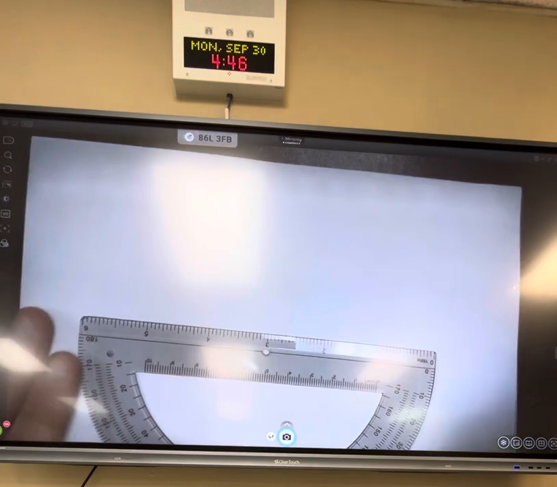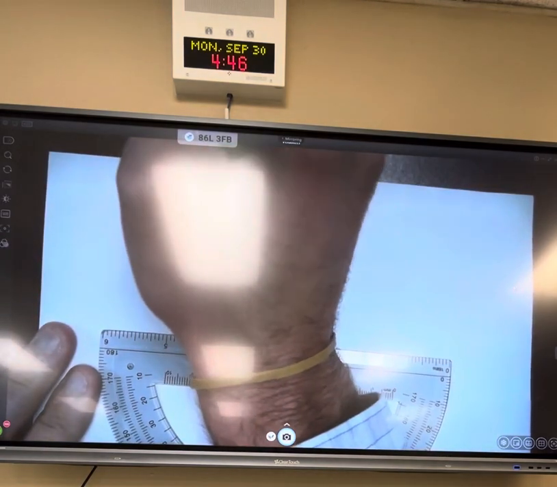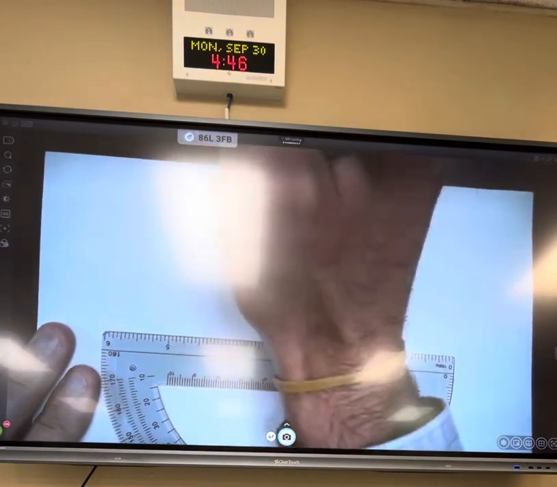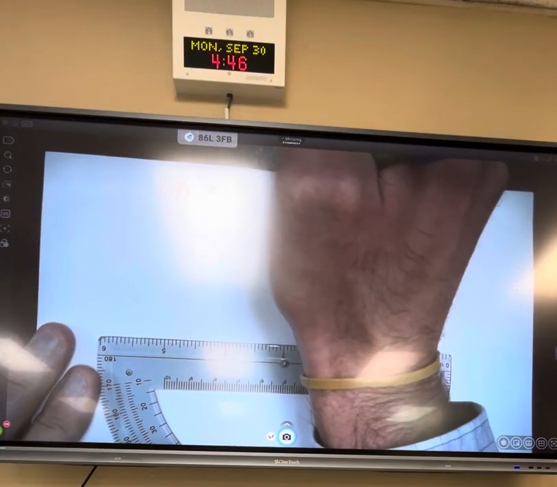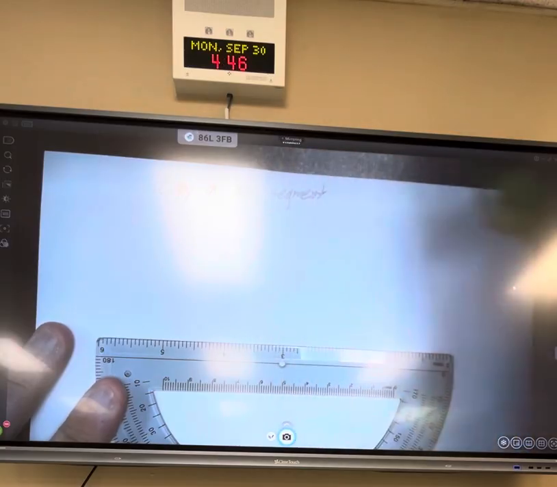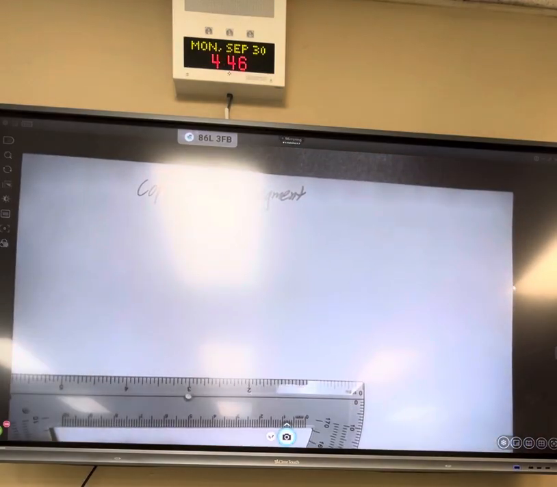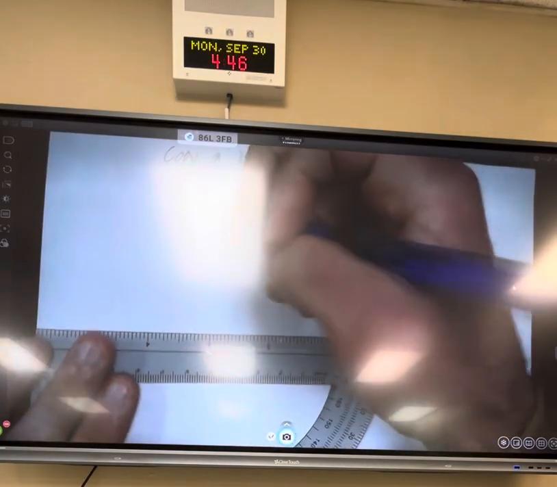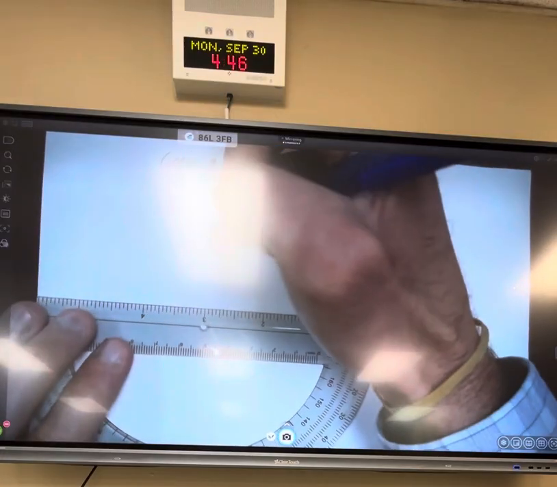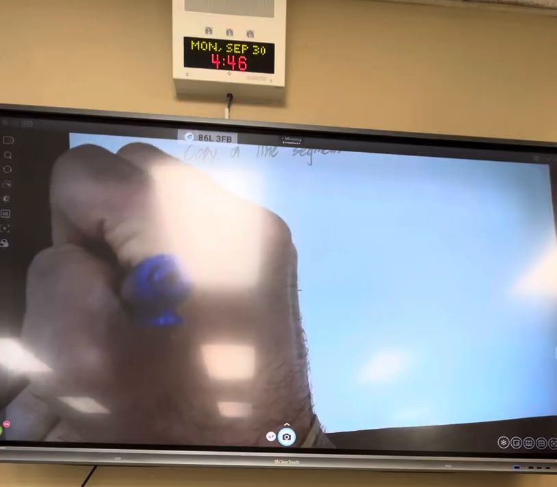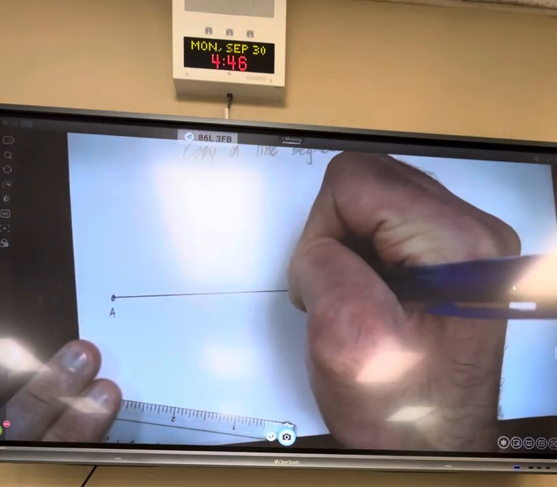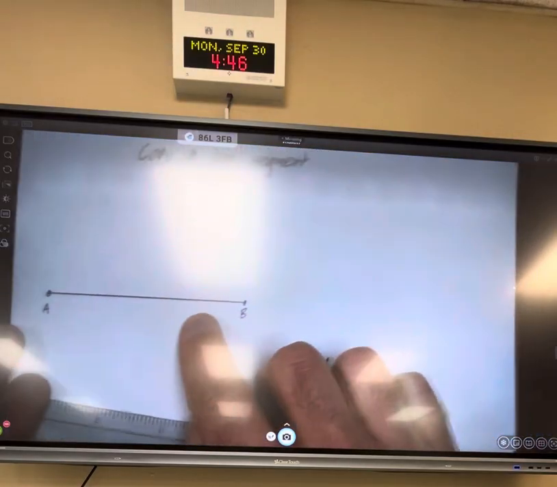We want to copy a line segment. First thing we want to do, if we want to copy something, we need to have a reference. So let's draw this line segment right here. Let's name this A, B. We want to copy this line segment onto here.